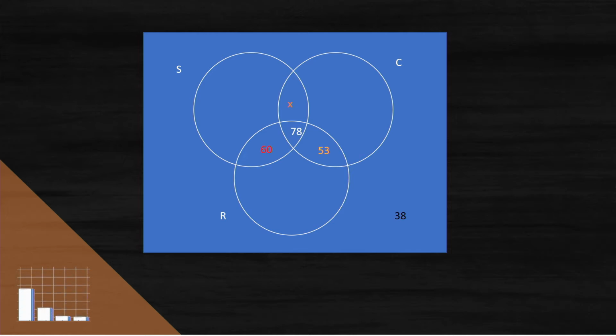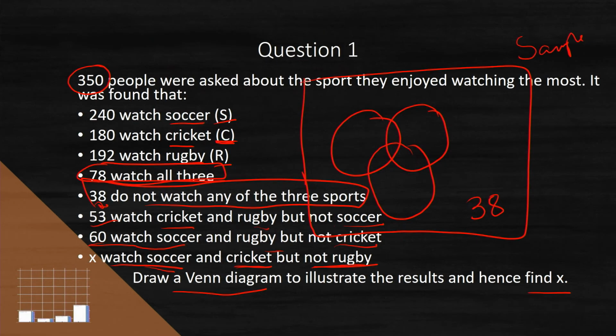All right, you can see we've got all the intersections filled in, and we've got the number of people that do not watch any sports on the outside. How do we fill in these sections? What goes in here? Well, this is now where you go to the first bit of information that they gave you about each of the sports.